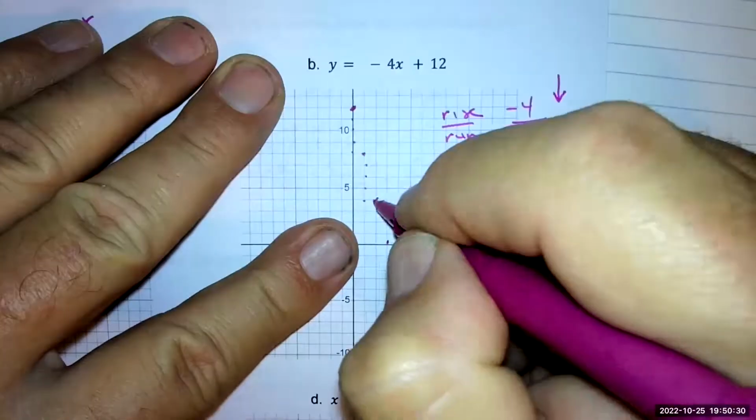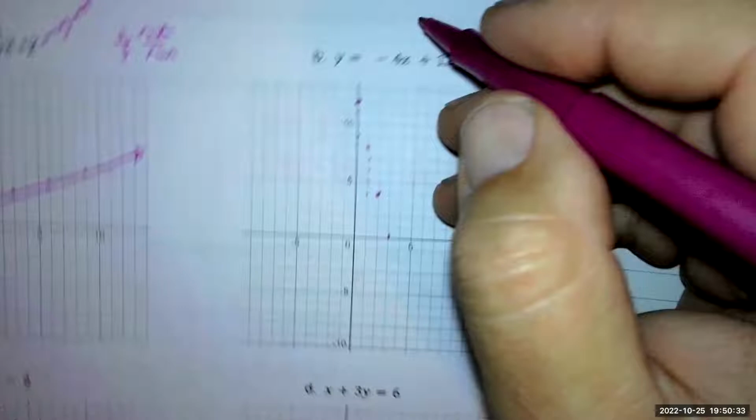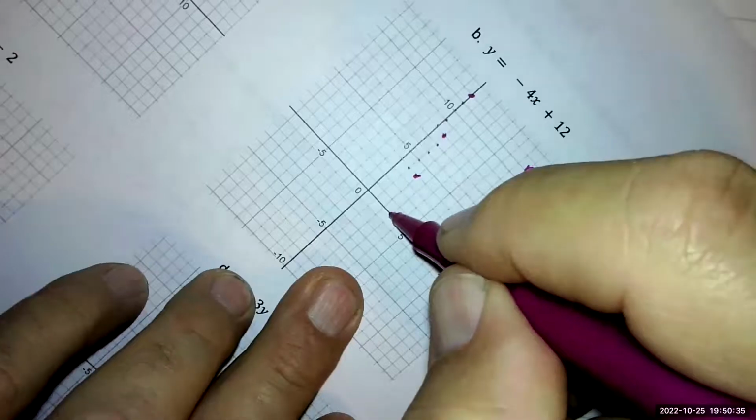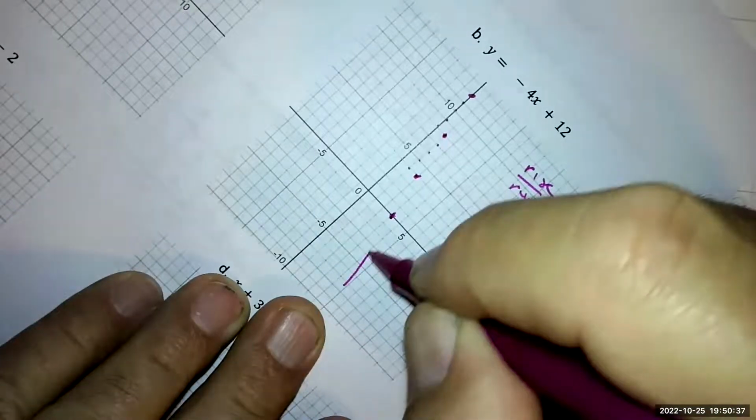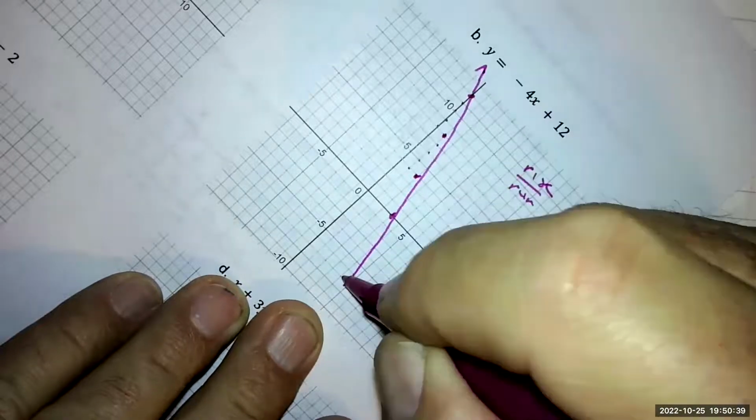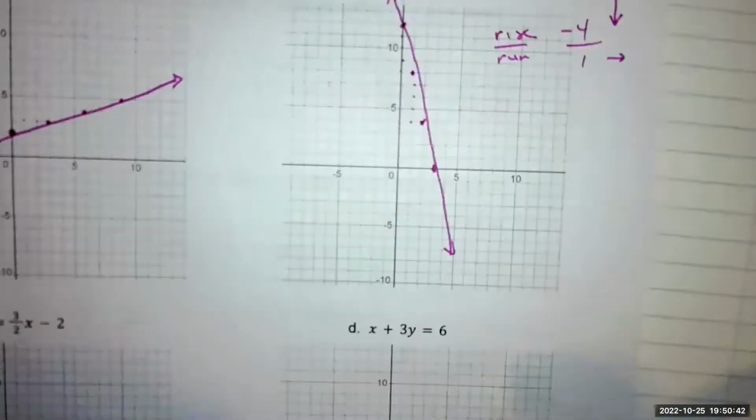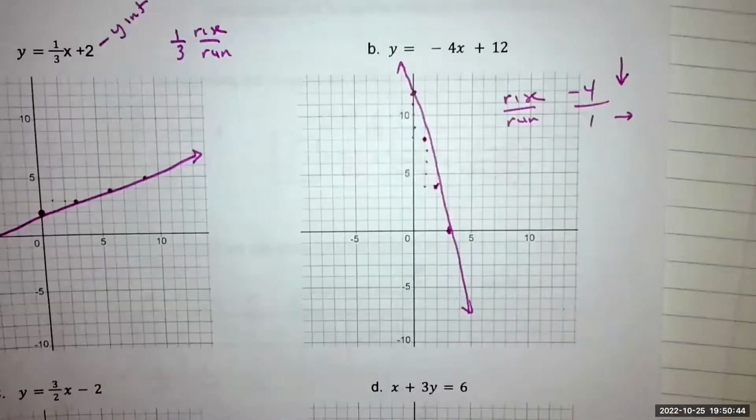I'm going to make my little circles a little bigger so I can see them a little better. And then I could get a ruler, but I'm just going to go ahead and freehand it. Looks like something like that. That's a terrible straight line, but that's basically what it looks like.